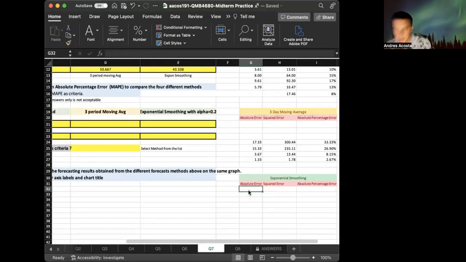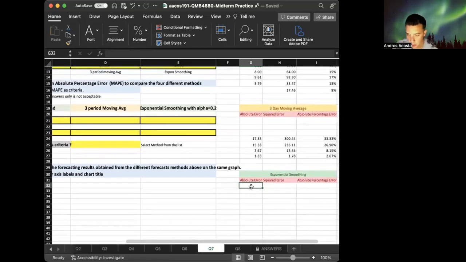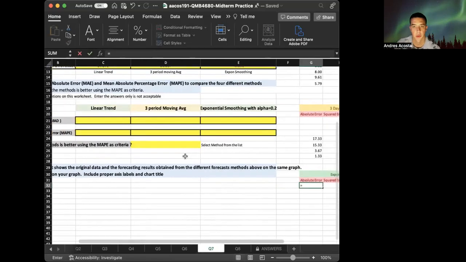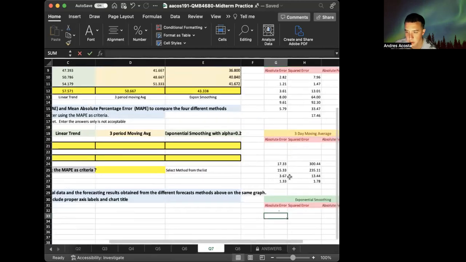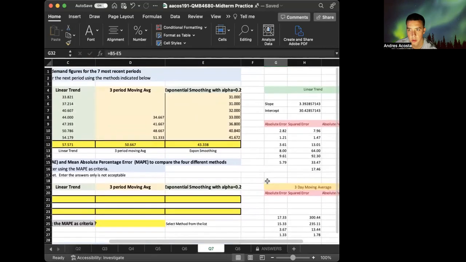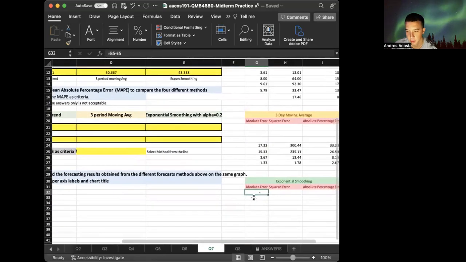So now to make the absolute error for the exponential smoothing, we'll just get our actual demand minus our smoothing. Click enter. Oh, what happened there? Okay, it equals 0. Yeah, I'm sorry about that. 1, 2, 3, 4, 5, 6, 7.